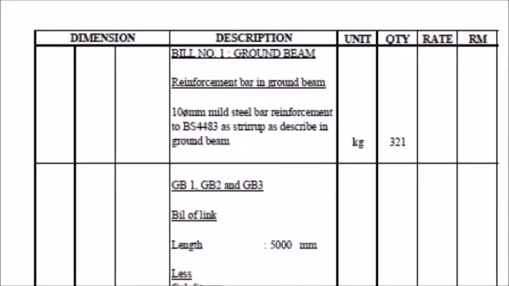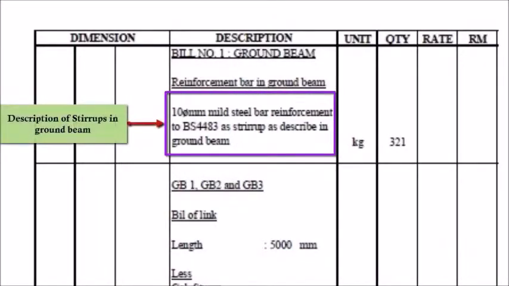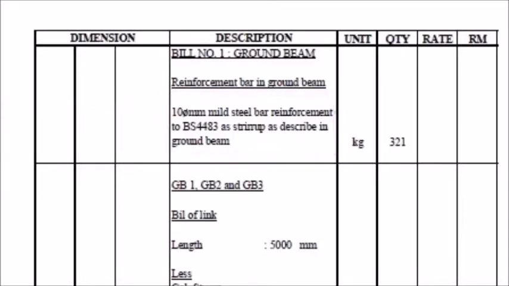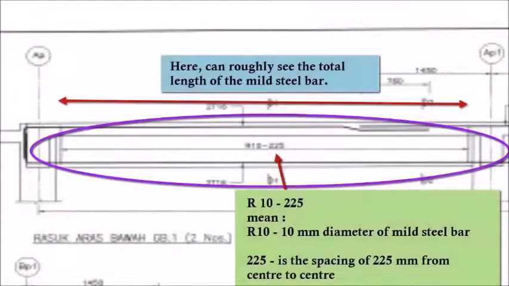Now, we continue to the next subtopic, the 10 mm diameter mild steel bar used as strips. To calculate the length used for the 10 mm mild steel bar used as strips, we look at the ground beam detail plan. At the ground beam detail plan, we can clearly see the length of the strips.